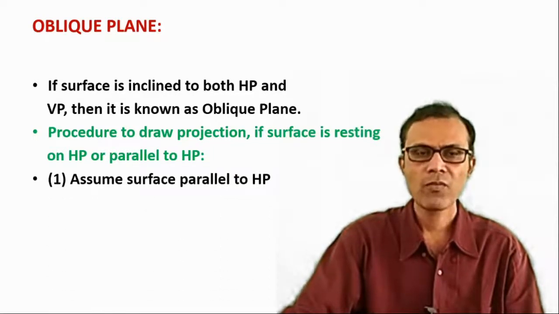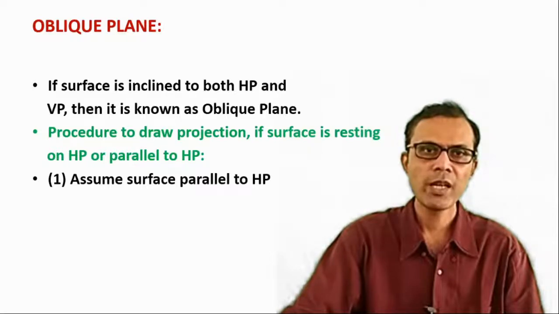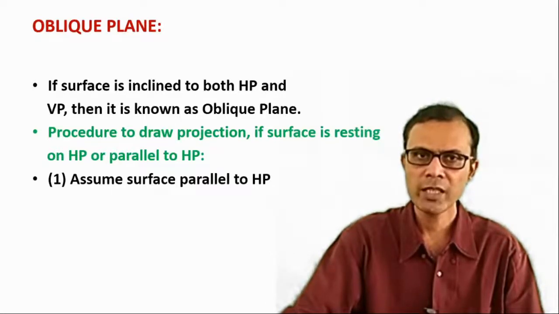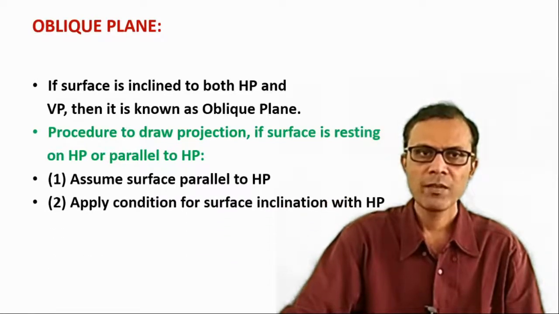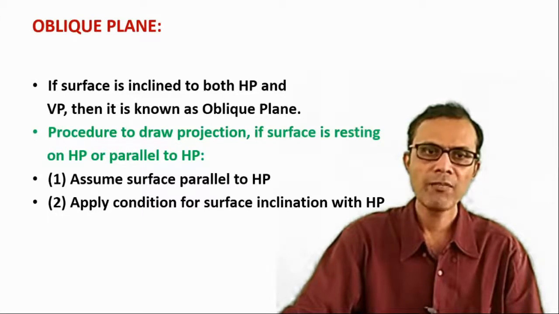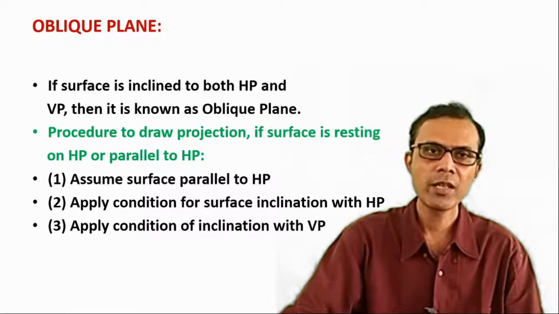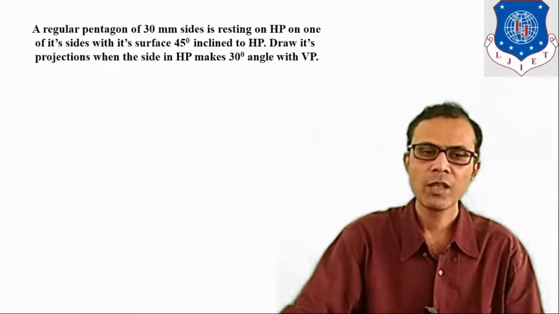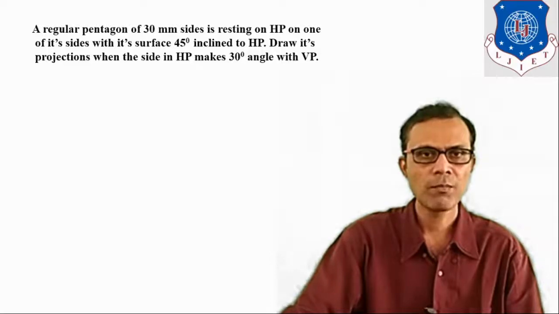let's take overview quickly how projection can be drawn. So first step is we have to assume that the given surface is parallel to HP or it is kept on HP. In second stage, we have to apply the condition for surface inclination angle with HP, and in final stage, we have to apply the condition with VP. Now let's take the example of pentagonal plane.